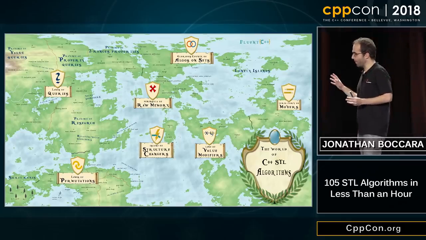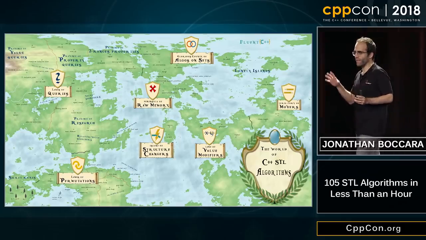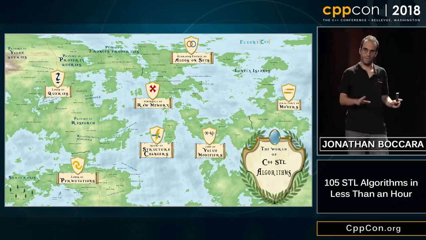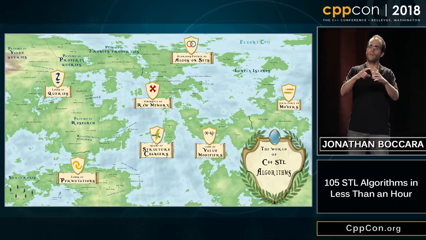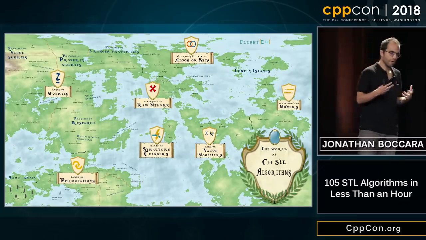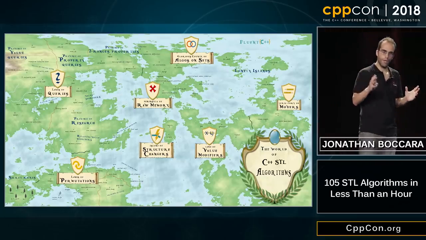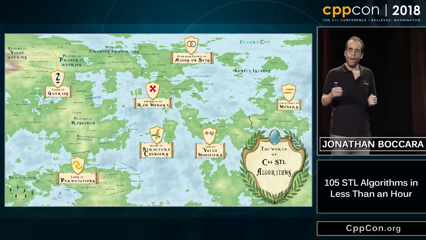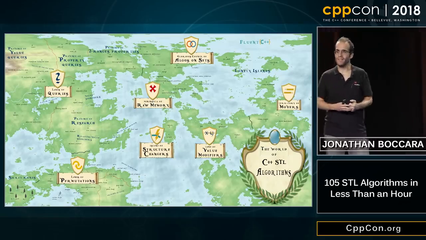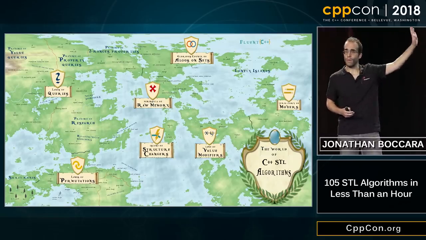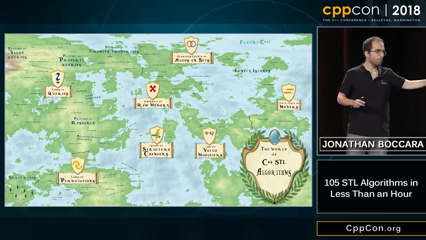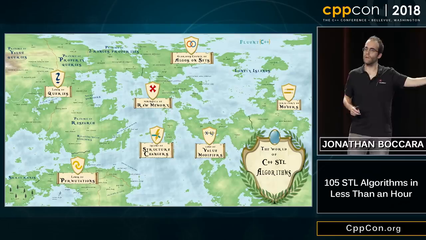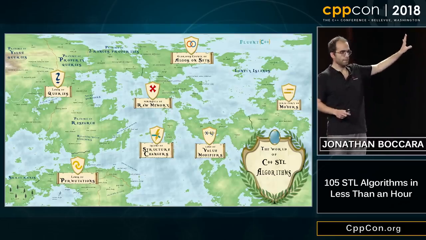On this map, I've placed all the STL algorithms as of C++17, and I've grouped them by region according to the logical relationship they have, right? The rest of this talk will consist in exploring that world. But before diving in, we can note a few things while looking at it from afar.